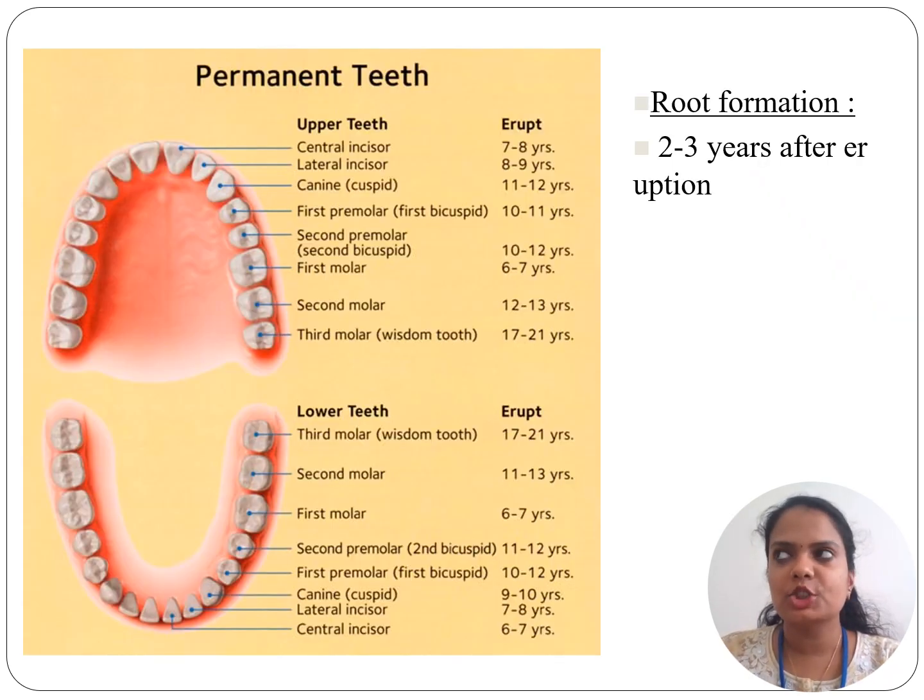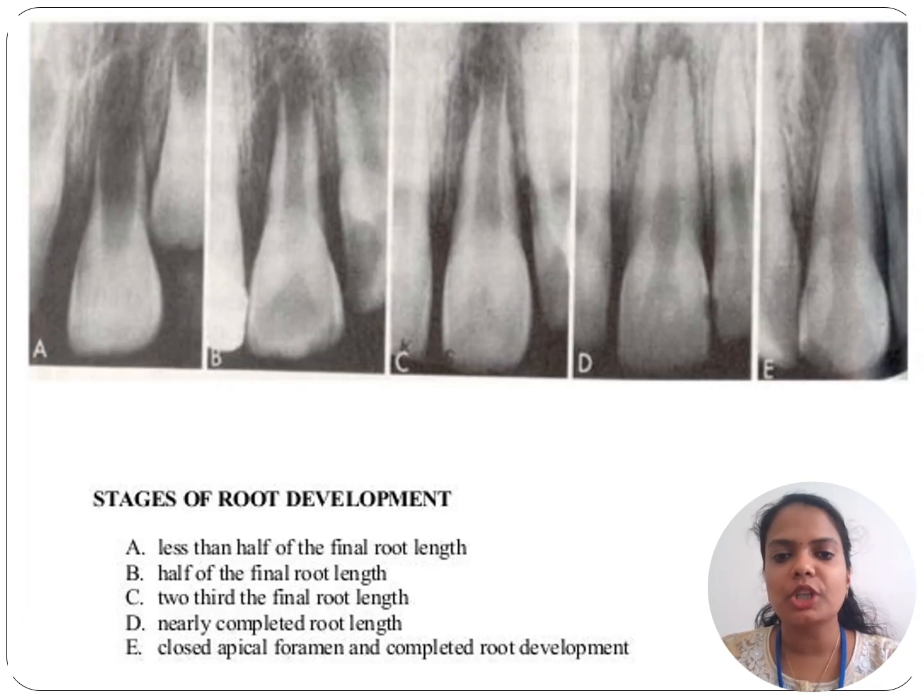So this is a chart representing the tooth eruption sequence of all the teeth, and we have to note that the root formation occurs 2 to 3 years after the tooth erupts. So this is the chart wherein it shows us various developmental stages of root formation.